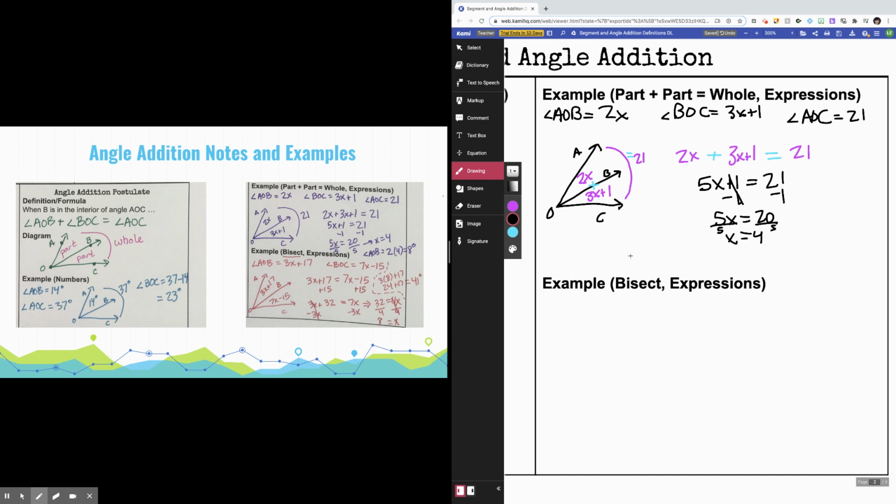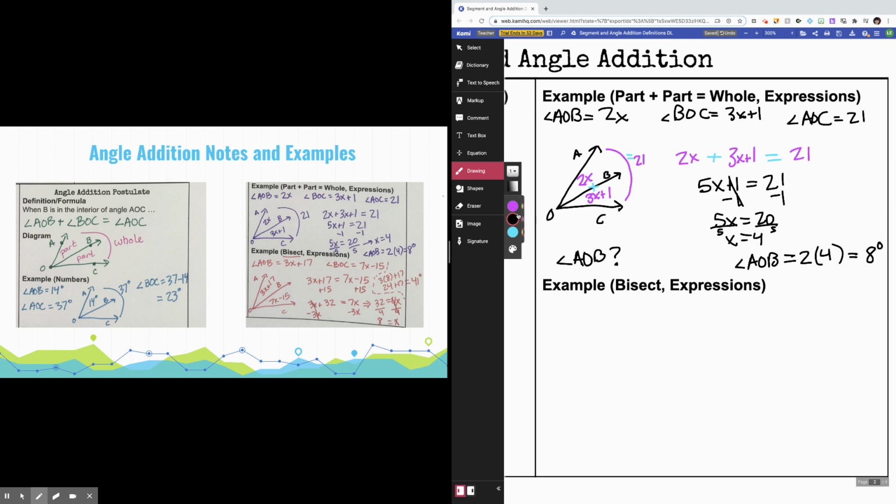But let's pretend that the question wanted to know what is angle AOB, right? Like I wanted to know how many degrees it was, okay? So I would have to take my x value and plug it back in, right? So for AOB, I know that's 2 times x. So wherever I see an x, I'm going to plug in a 4. And so I get 8 degrees, right? I literally just took the x value and plugged it in right there.